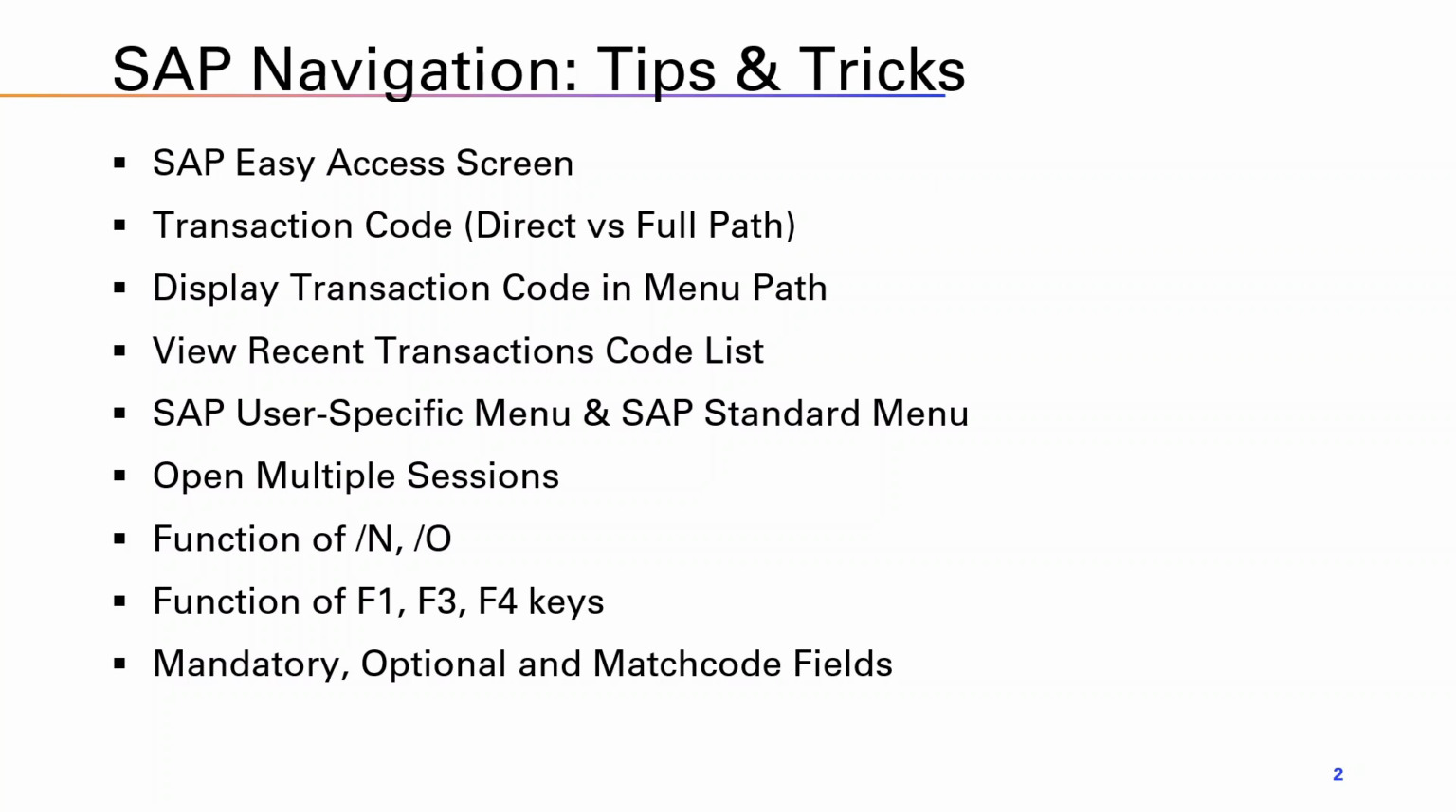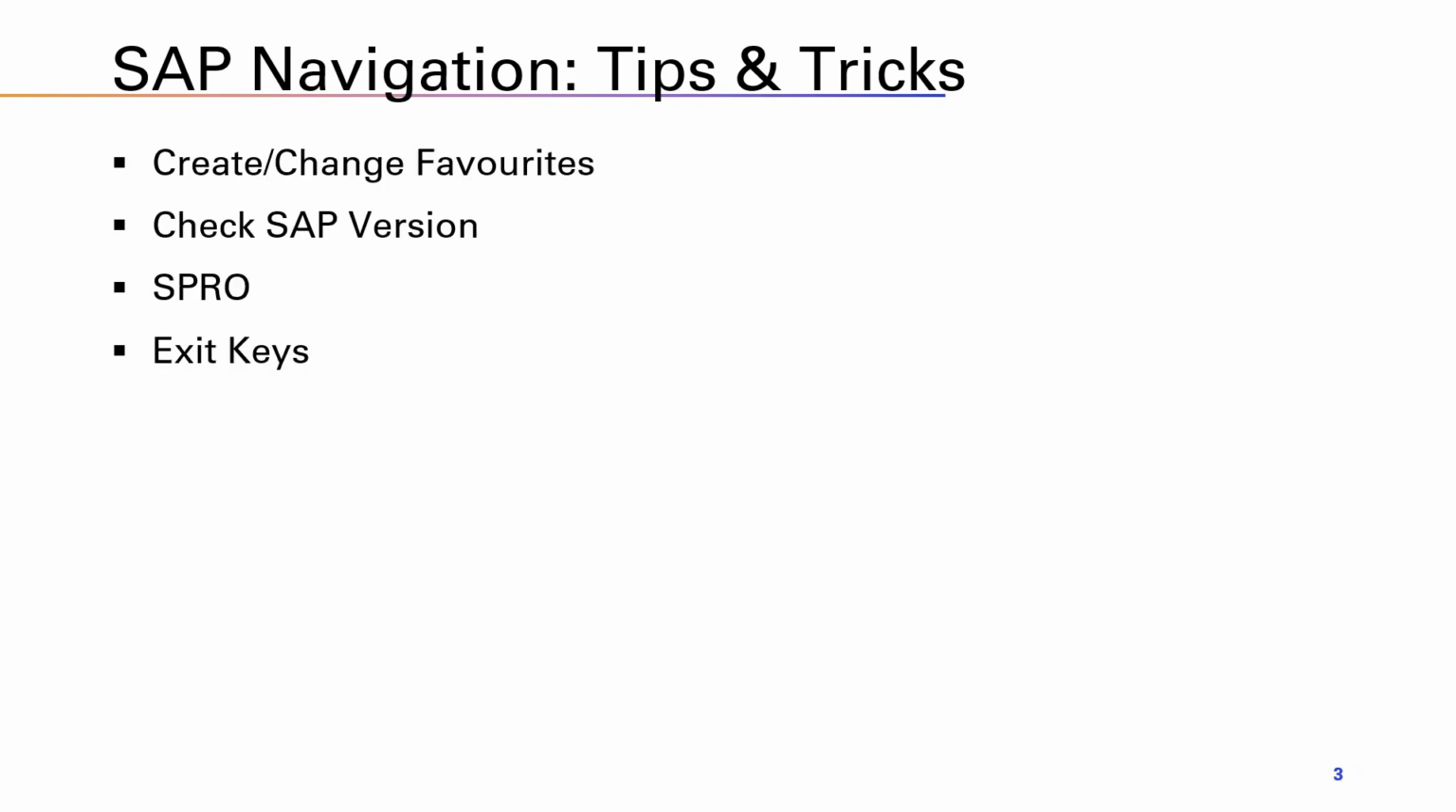In this video, we will cover what is the SAP Easy Access screen, how to use a transaction code, direct versus full path method, how to show T codes in the menu, view your recent transactions, the difference between SAP standard menu and user specific menu, how to open multiple sessions, the purpose of /n and /o commands, how to use F1, F3 and F4 function keys, what are mandatory, optional and match code fields, creating or changing favorites, how to check your SAP system version, what is SPRO and why it's important, and understanding exit keys.